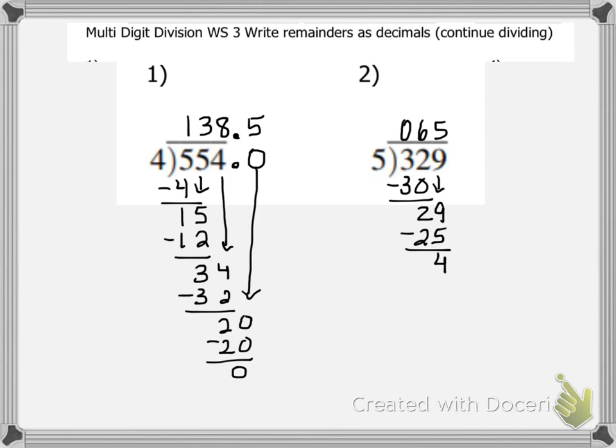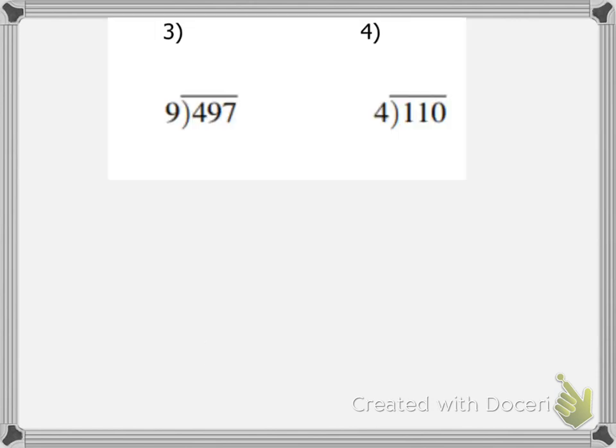Now we're going to add a decimal point and bring that up into the quotient as well. And we'll add a 0 just to the right of the decimal point, so we can bring it down and continue dividing. 5 goes into 40 8 times, and that's 40 exactly. So we can stop dividing now because we have 0 remainder. And our quotient is 65 8/10. On to question number 3, 497 divided by 9.